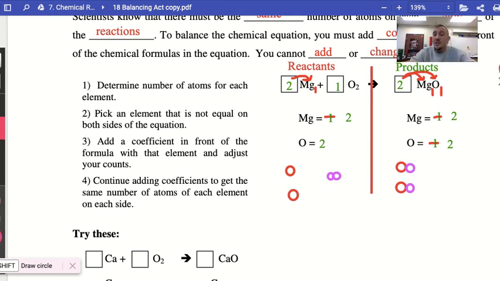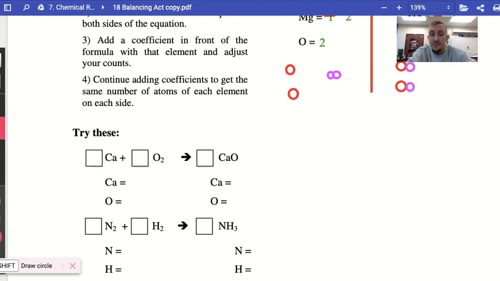Okay, so let's go ahead and do the next one together. So again, what I'm going to have you guys do is separate at the arrow because you're going to go ahead and put your reactants and your products. All right. So what I want you doing now is go ahead and count up how many calciums and oxygens you have on the left and how many you have on the right.